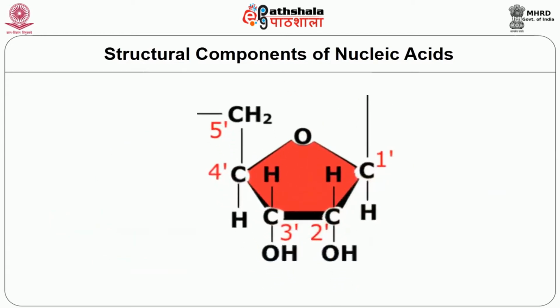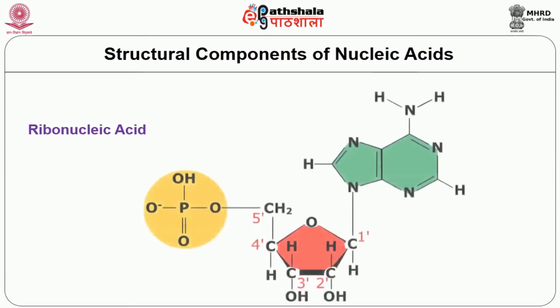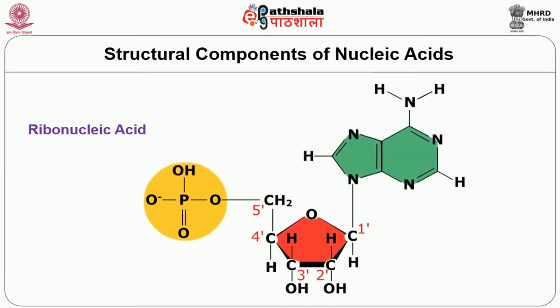As mentioned earlier, the sugar present in nucleic acids is a pentose sugar. This means that the sugar contains 5 carbon atoms in its ring structure. The type of sugar present in RNA is ribose, hence the name ribonucleic acid. This figure shows the structure of ribose. In the sugar, the carbon atoms are numbered from 1 to 5, and to differentiate them from the carbons in the nitrogenous base, they are marked with an apostrophe sign, which is referred to as a prime. Thus, the ribose has 5 carbons from 1 prime to 5 prime.